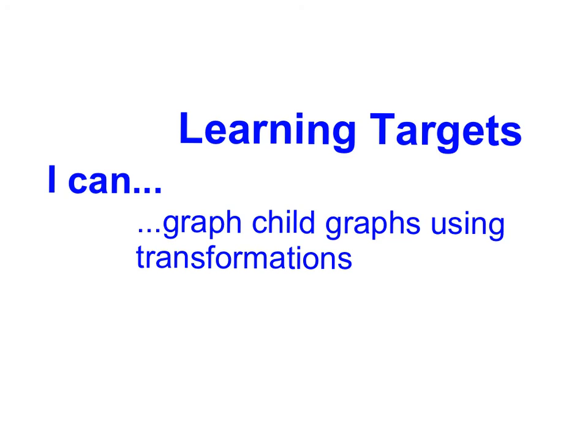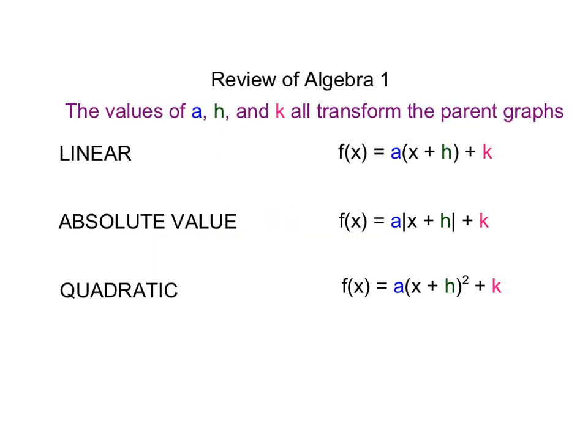So in this graph, we're going to use our knowledge of parent functions and transformations in order to graph a child graph for any of the 4 functions that we have been studying this chapter. Just as a reminder, remember back in Algebra 1 and these previous few lessons, we've been studying the values of A, H, and K and how they all transform parent graphs.